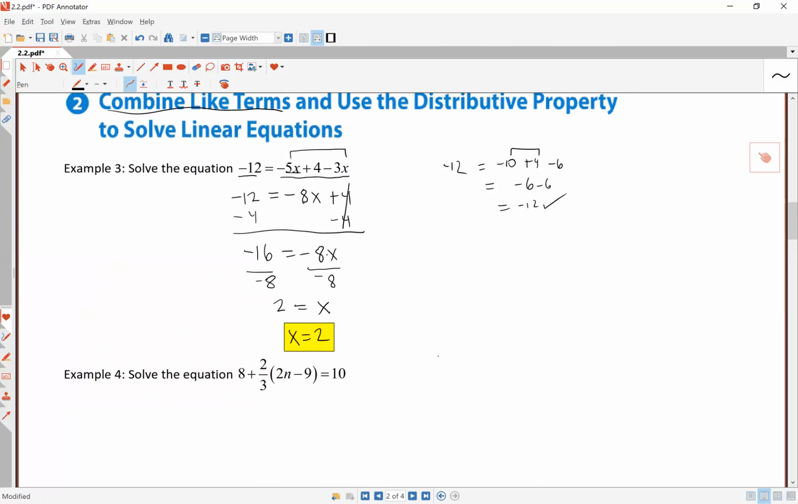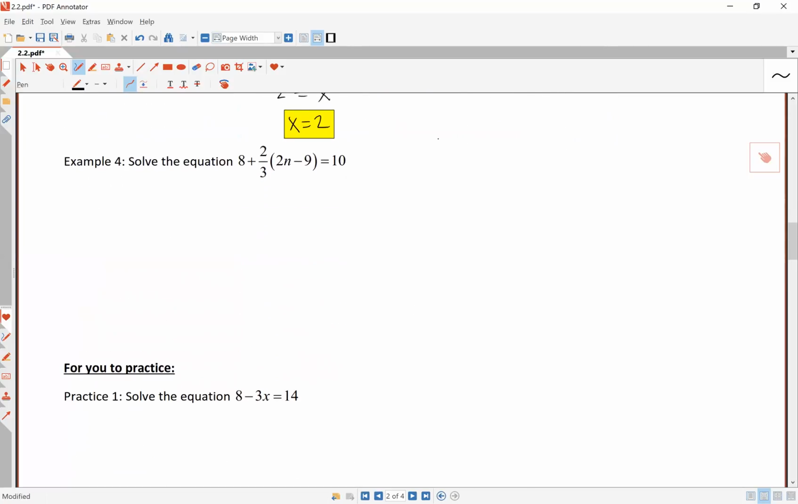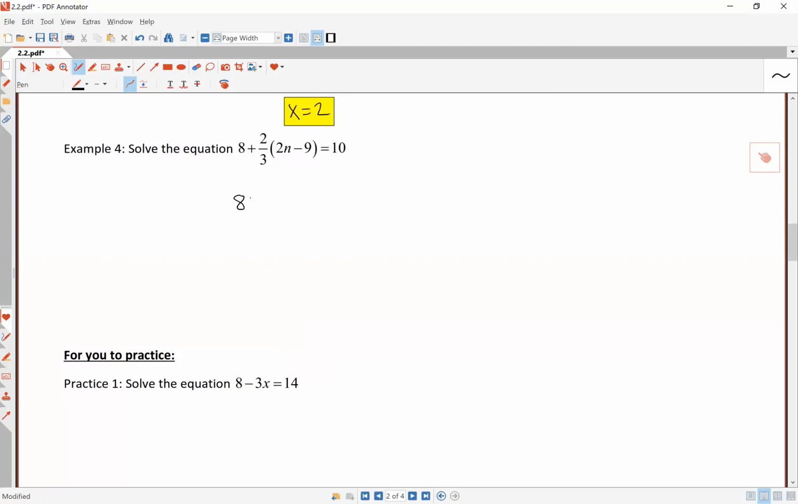Example 4, we have the parentheses there. When we see parentheses, we should think distributive property. So I'm going to distribute the 2/3 first to the 2n and second to the negative n. I know that the positive 2/3 times the negative 9 is going to be a minus sign, so I place the minus sign there. We have 9 over 1 equals 10.